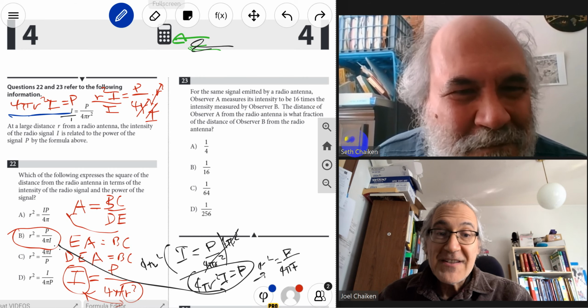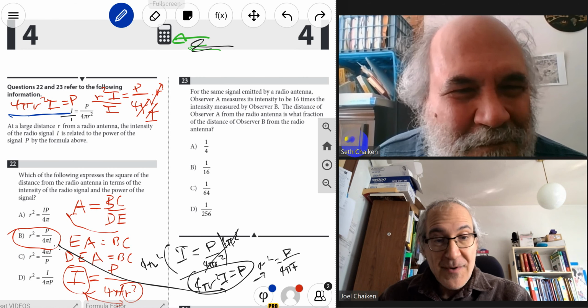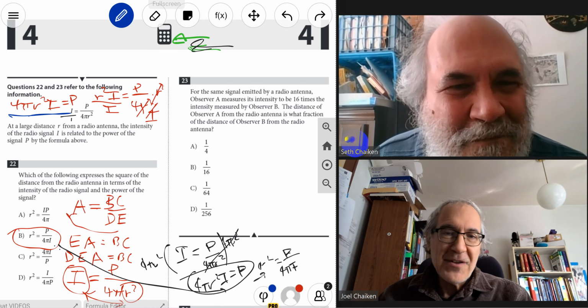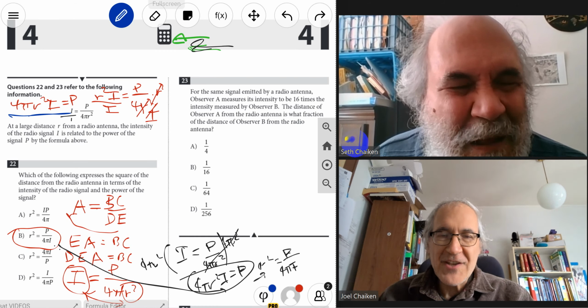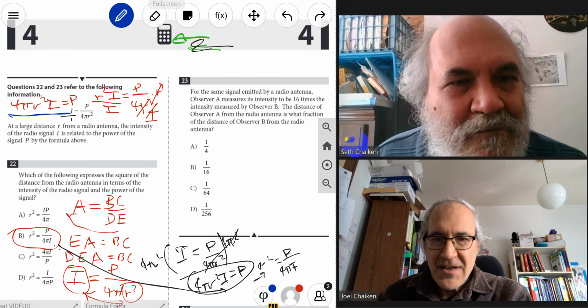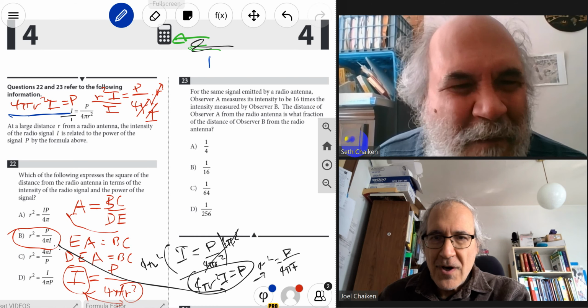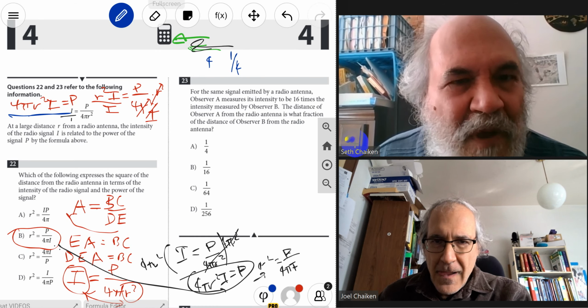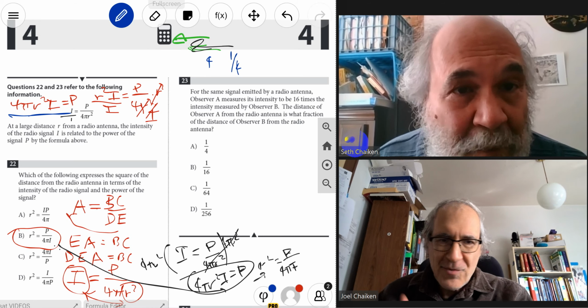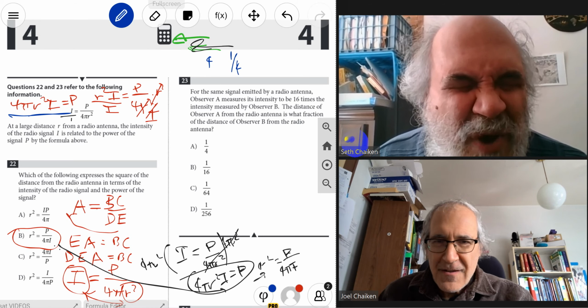Oh, wow. Teachers love this question. They love this question. Immediately, if you're used to this question, you know it's the square root of 16, so it's either 4 or a quarter, because you take the square root of 16. Okay, but let's do it more methodically.